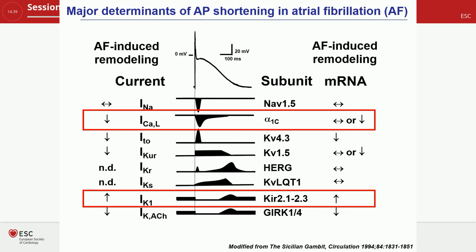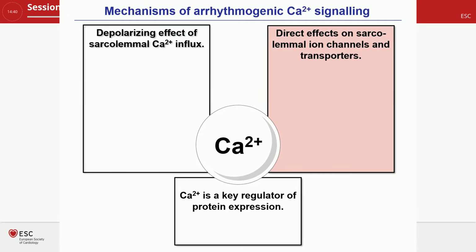It is assumed that the reduction of the L-type calcium current and the increase of the potassium current, IK1, are the major contributors to this shortening, and these are the most accepted hallmarks of atrial remodeling in patients with chronic atrial fibrillation. So I hope I could convince you that direct alterations of the L-type calcium channel or of the calcium influx into the cell can contribute to arrhythmias.